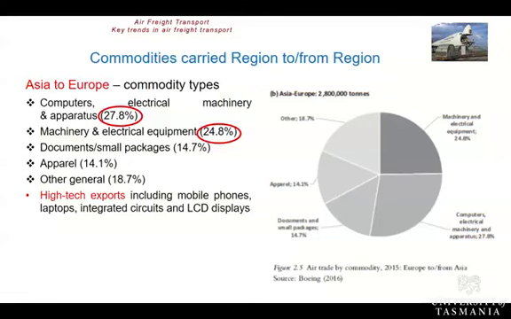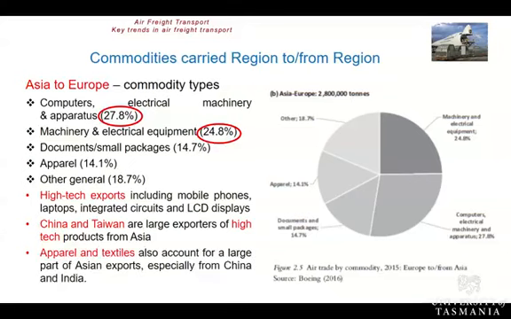And so laptops, integrated circuits, LCD displays and things like that, which is representative of goods coming from a manufacturing region and going to a consumption region. In terms of those high-tech exports, the two areas that really stand out there are Taiwan and China. And we're also seeing apparel is a significant contributor to the movement of commodities.